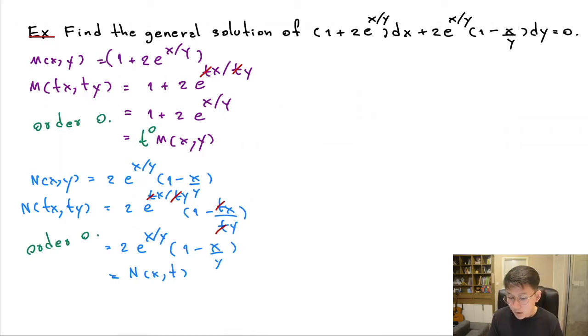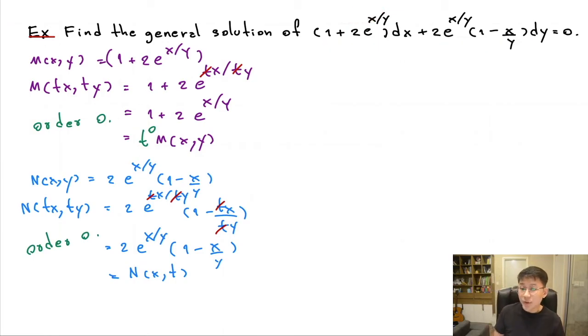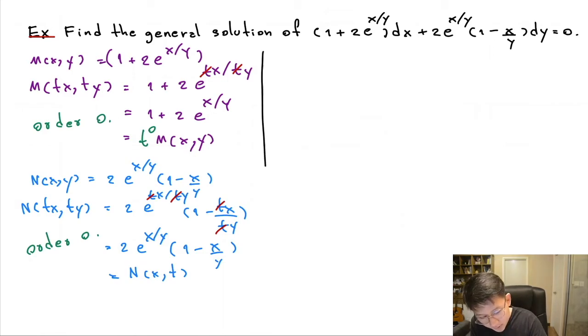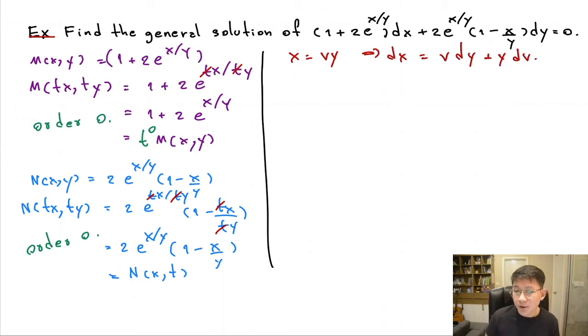So then we can look at both terms. Here we have two terms in M of x, y, and here we have two terms as well. So it doesn't really matter whether you substitute x equals vy or y equals vx. As an example, because I've done y equals vx for 2 equations, for this one I'll do x equals vy, and in that case dx is v dy plus y dv. I'll do the substitution.